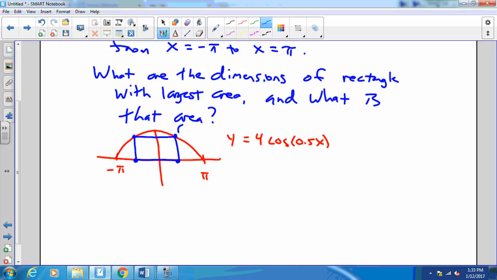And as soon as I draw this, now I start labeling. In particular, since I don't know the x-coordinate here, I can call it x. And as soon as I call it x, the other one has to be the opposite of x, because my curve is symmetric about the y-axis. And as soon as I call this point x, its y-coordinate is constrained by the fact that it must be on the curve, so the y-coordinate is 4 cosine 0.5x. And this y-coordinate is also the same.